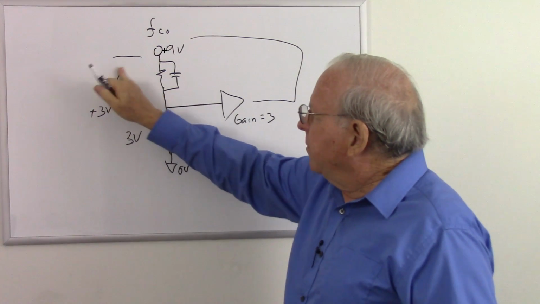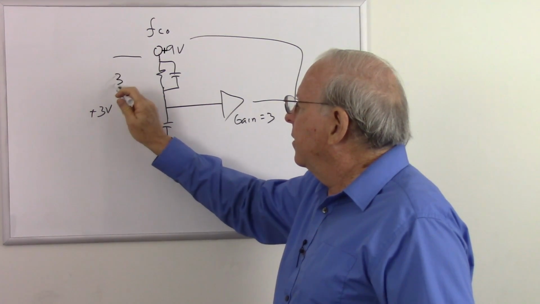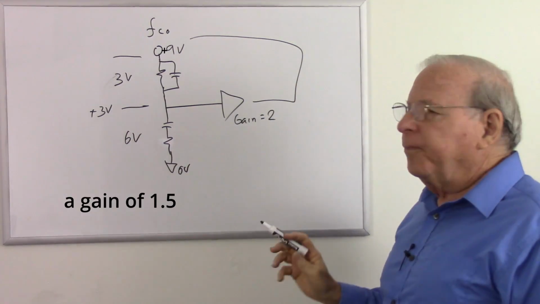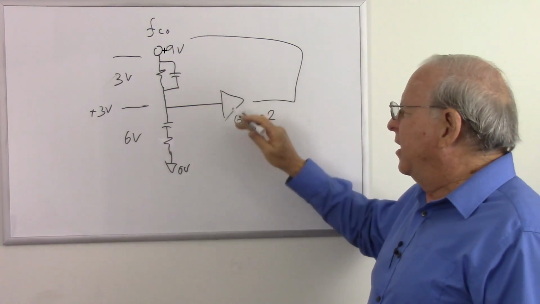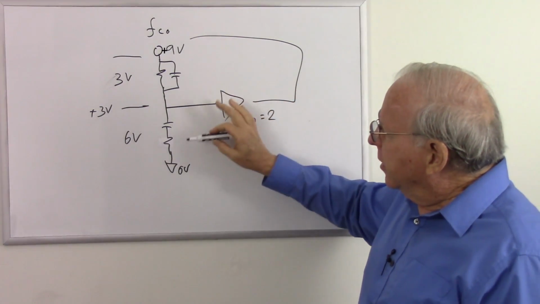Now, we flip that around. We only lose 1/3 of our voltage. So now we only have to have a gain of 2. Well, it doesn't really matter. I mean, what's the difference between having a gain of 2 or a gain of 3? It doesn't really change it, so that's not really important.